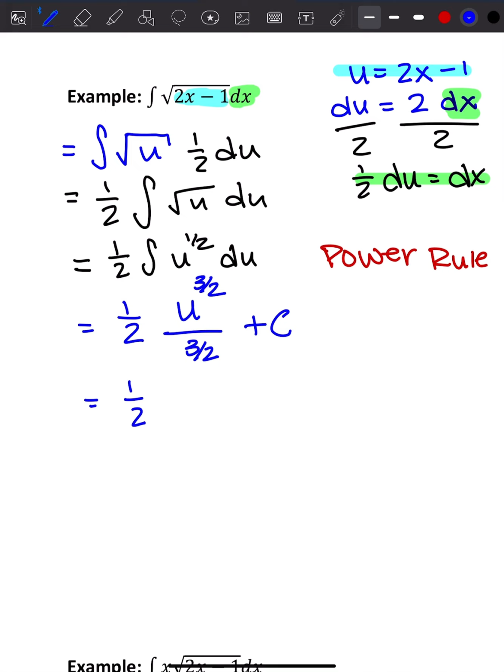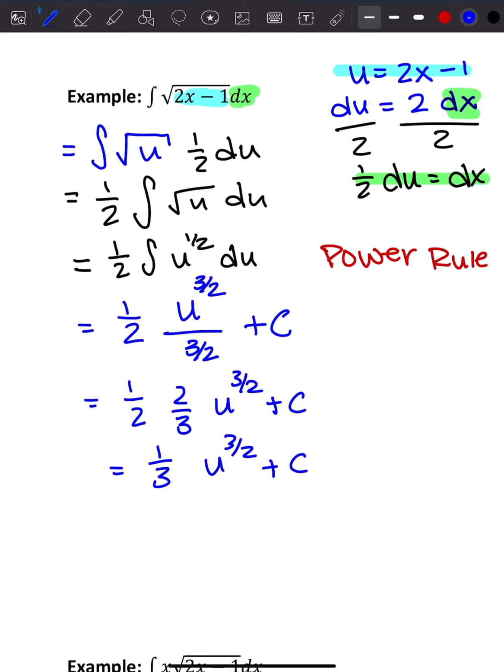When I divide by a fraction, I'm going to multiply by the reciprocal. So I'm going to multiply instead, and the reciprocal of 3/2 is 2/3. U to the 3/2. So now I'm going to go ahead and put these together. We are multiplying 1/2 by 2/3. If I multiply straight across, I get 2/6. That reduces to 1/3. Those 2's cancel out because they make a 1. So I get 1/3 u to the 3/2 plus c.